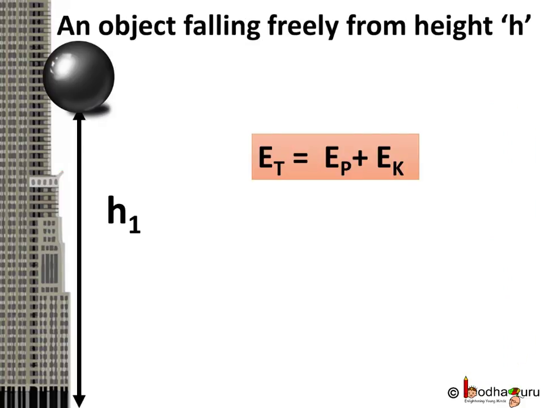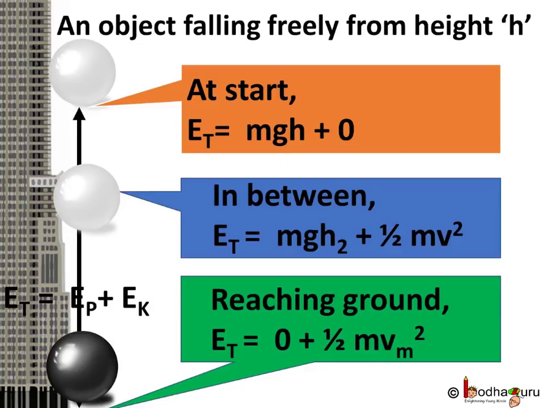We also saw that when an object falls freely from a height, then the sum of potential energy and kinetic energy of the object would be the same at all points. That is, the total energy remains constant, which is potential energy plus kinetic energy is constant.